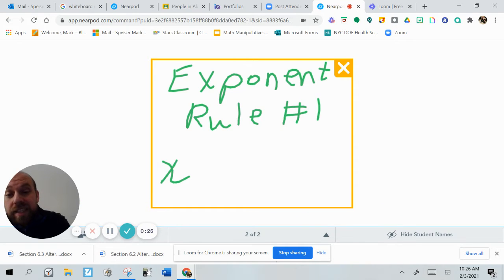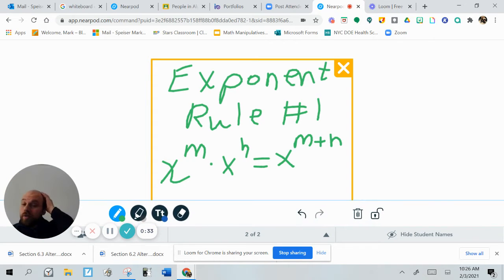That rule is if you have x to the m times x to the n, you add the m and n. So let's first go over why this rule works.